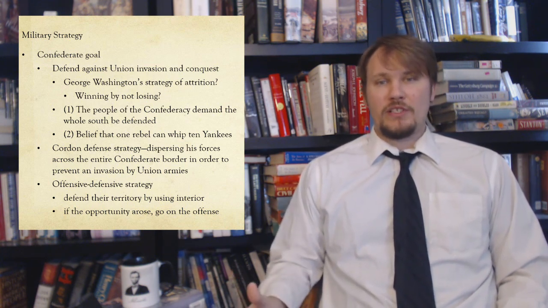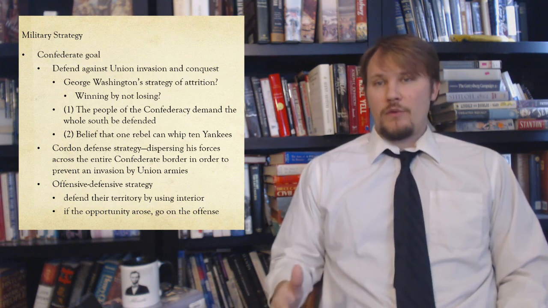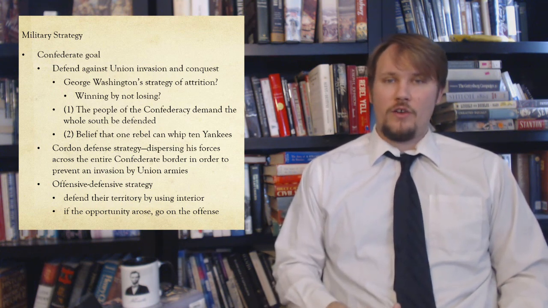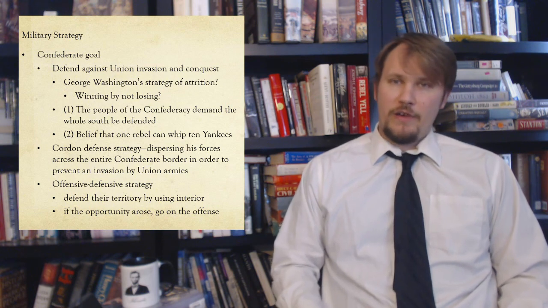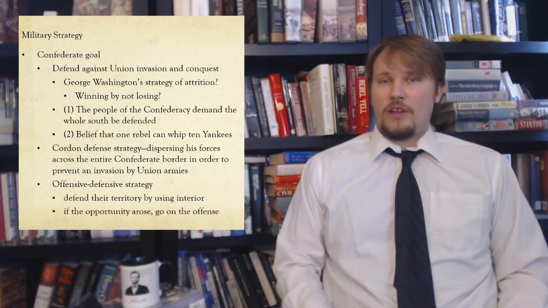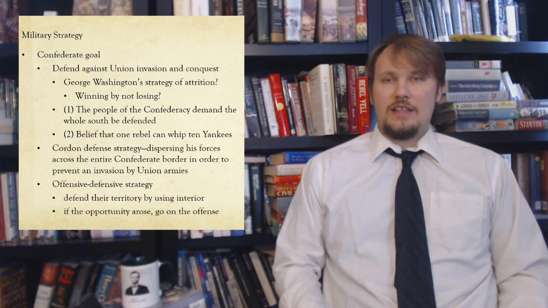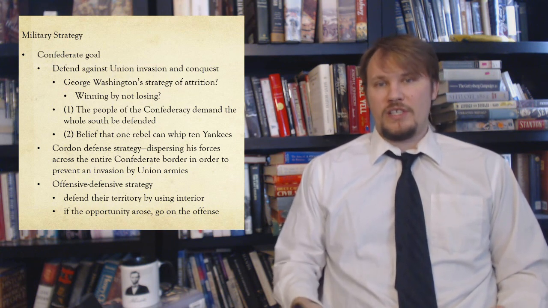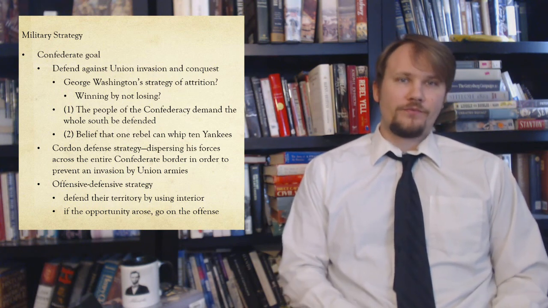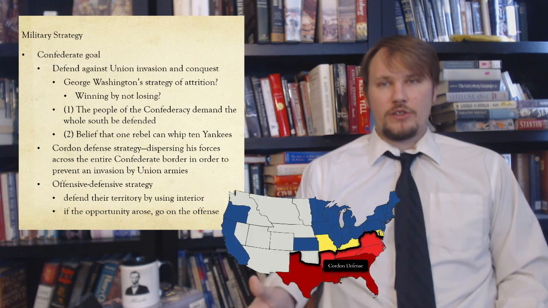First off, the Confederate public demanded that the entire South be defended from invasion by Union armies. In the American Revolution, Washington was willing to give up territory to the British in order to escape with the Continental Army and live to fight another day. The Confederates in 1861 would not have stood for this. And the other reason, the people of the Confederacy just believed that they were better than people of the Union. There was this idea that one rebel could whip 10 Yankees, so why not meet them in battle? Don't run away. So as a result, Davis pursued what has been called a cordon defense strategy.